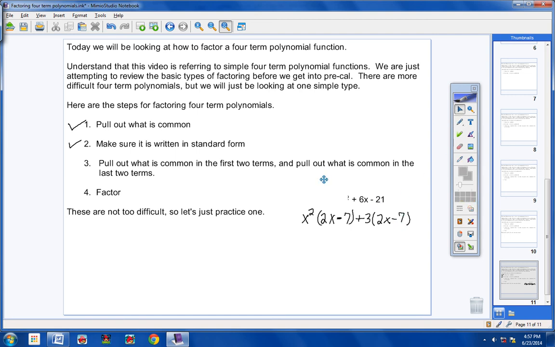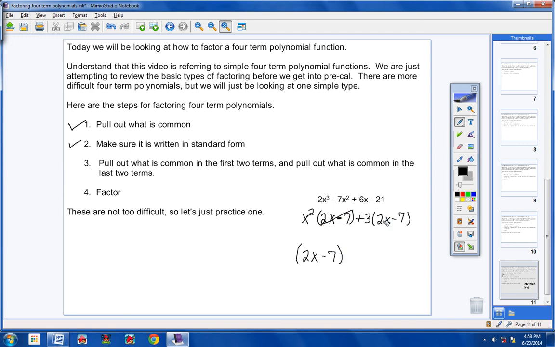And so I have pulled out what's common in the first two terms. I have pulled out what's common in the second two terms. And whenever you do that, now listen to me, if your two parentheses do not match, then you just stop and you just cross off all the work that you've done, and you simply write can't be factored. Okay, but in this case, notice our two parentheses did match, and so because of that, I'm going to now write my matching parentheses one time.